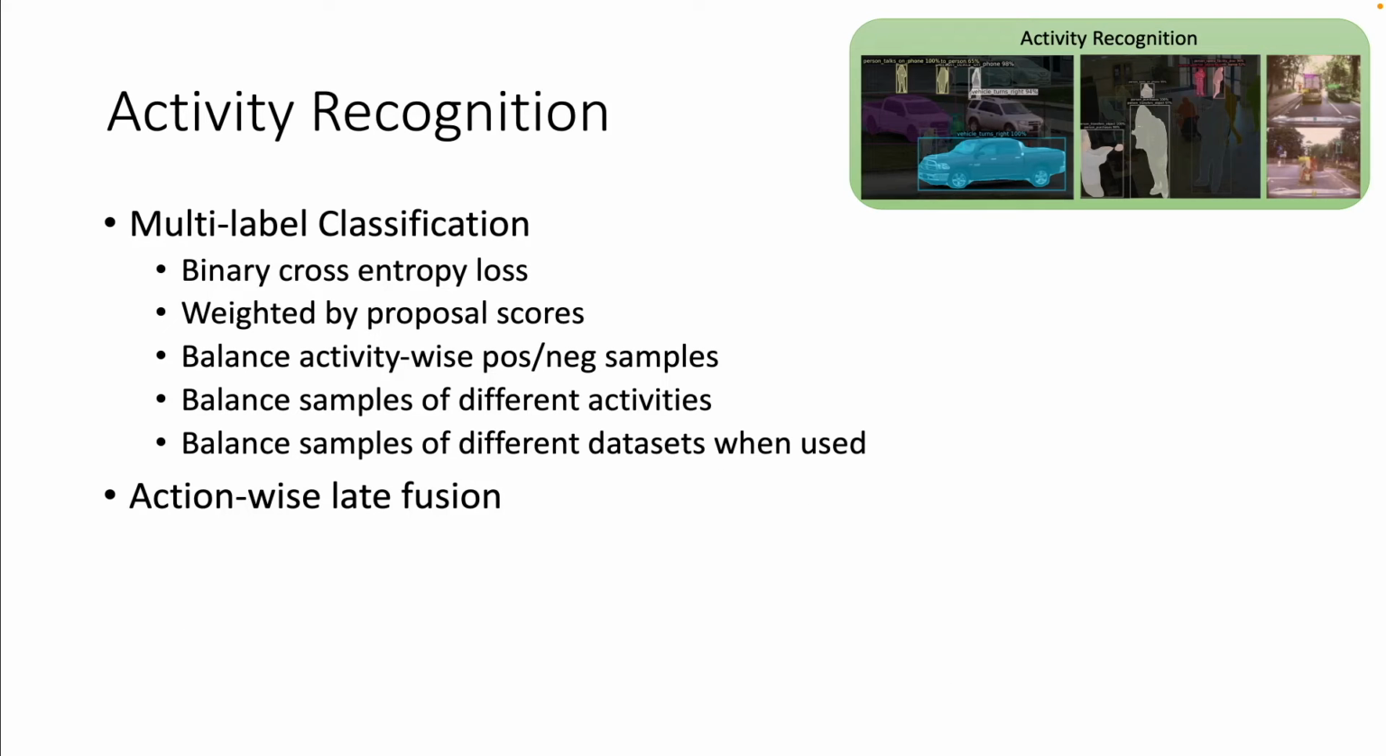The activity recognition module, thanks to our design in the system, is just a multi-label classification task. Here we use the binary cross-entropy loss weighted by proposal scores. We carefully balance the activity-wise positive and negative samples and samples of different activities. When using multiple datasets, we also balance between them. And finally, when we use multiple activity recognition modules, we can do action-wise late fusion to achieve a better score.